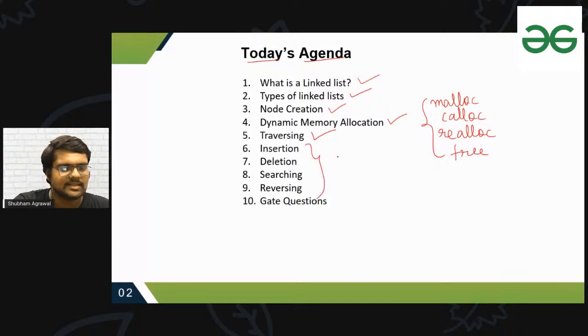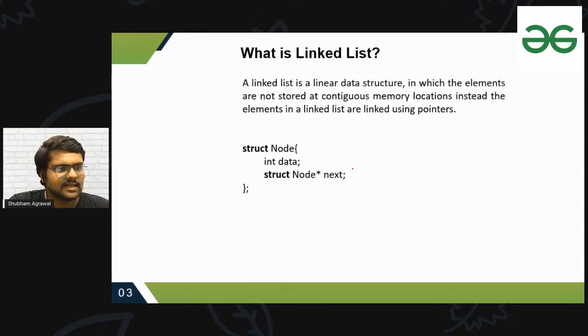Let's start with what a linked list is. As we have seen earlier, a linked list is a linear data structure. Linear means it is a sequential data structure in which one element is there, after that the second element, and after that the third element. They will be in a sequential manner, one after another.